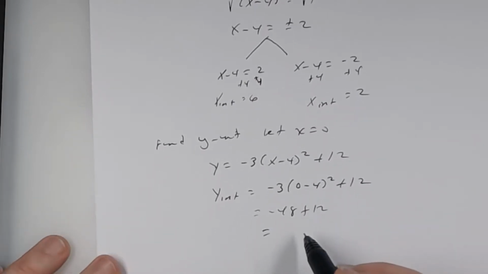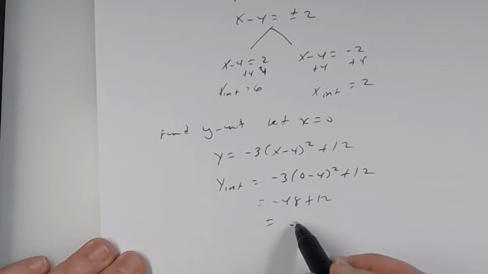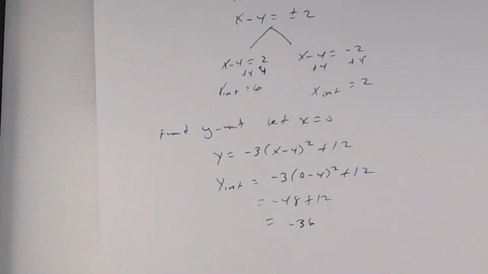So what's the y-intercept? Where will the graph cross the y-axis? Negative 36. Yeah, which I don't have enough room for, right? All right, but there's the y-intercept.